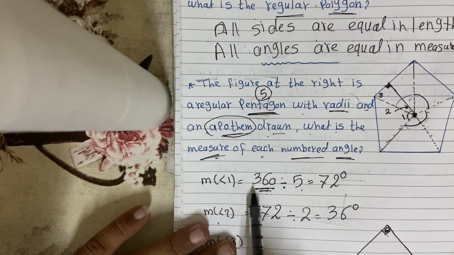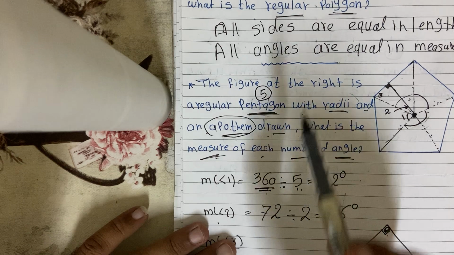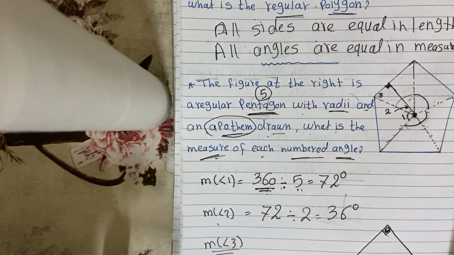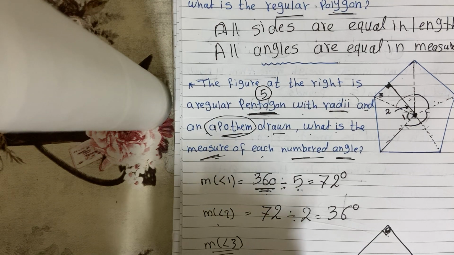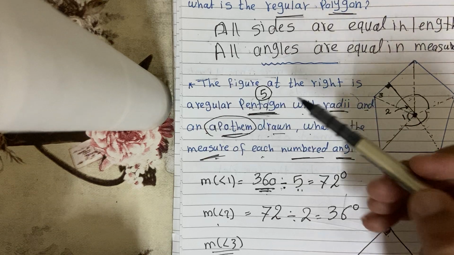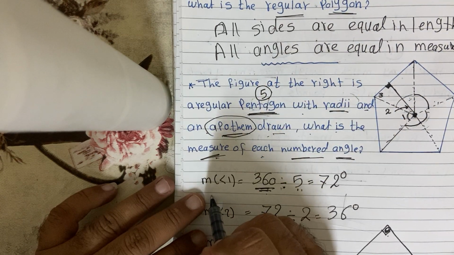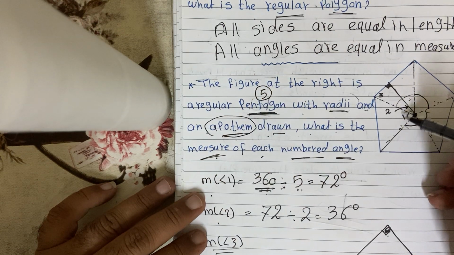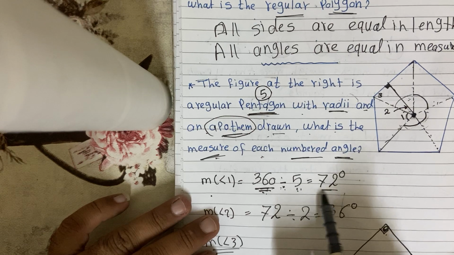So I'm going to do 360 divided by 5. Why 5? Because our polygon is a pentagon. If our polygon is a hexagon, I will divide by 6. If our polygon is a heptagon, I will divide by 7. So the measure of angle 1, which is between two radii, is 360 divided by 5, which is 72.